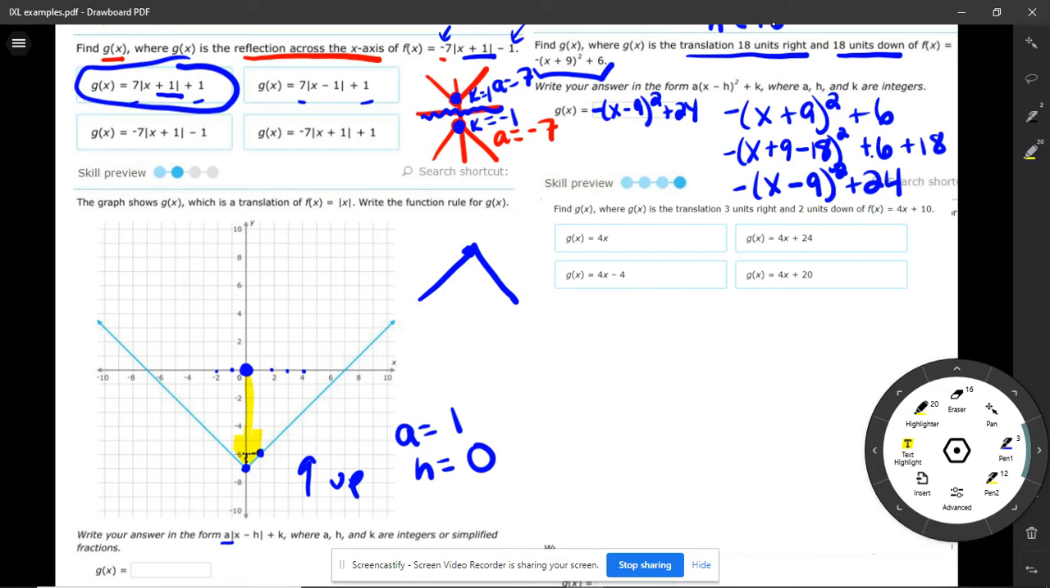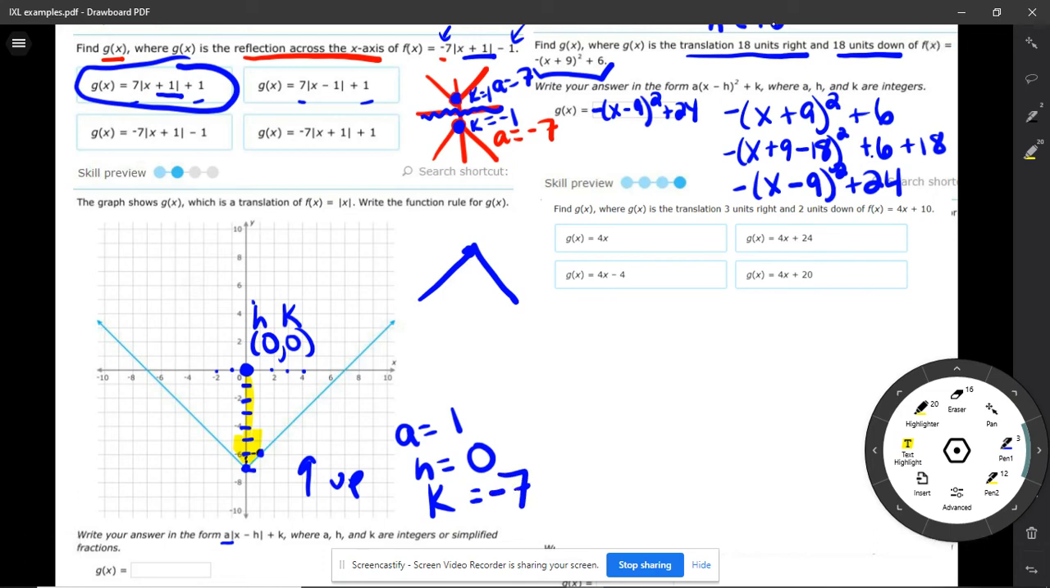And lastly, k. That means your vertical shift, so up or down. And here we have 0, 0, right? K is originally 0, and it went down 1, 2, 3, 4, 5, 6, 7 points, and it went down, so it's a negative 7.